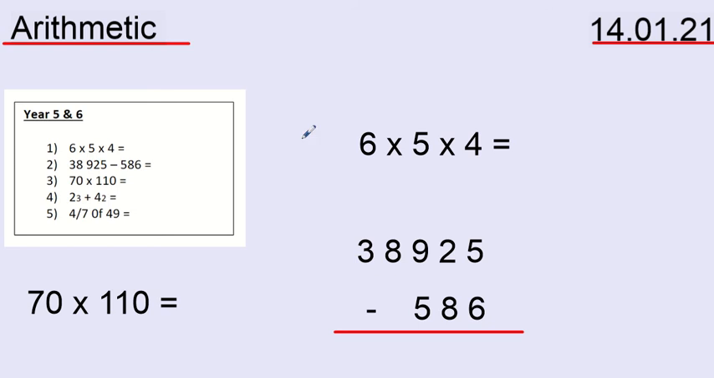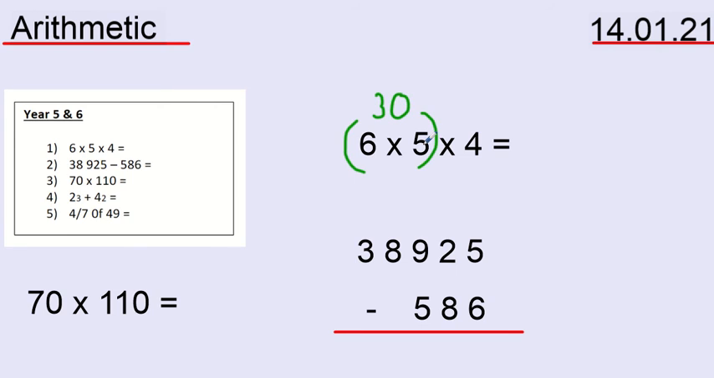Okay, so the first one is 6 times 5 times 4. And you'll know year 5 and year 6 that we start with 6 times 5. And we put brackets around it to show that that's where we're starting. We're probably feeling most confident with our 5 times table. So 6 times 5 is 30. We're going to jot that down so we don't forget.